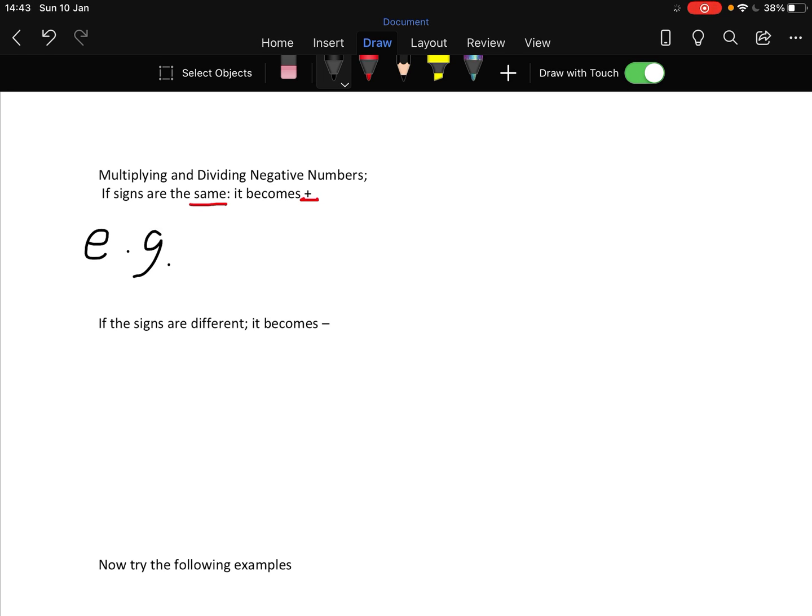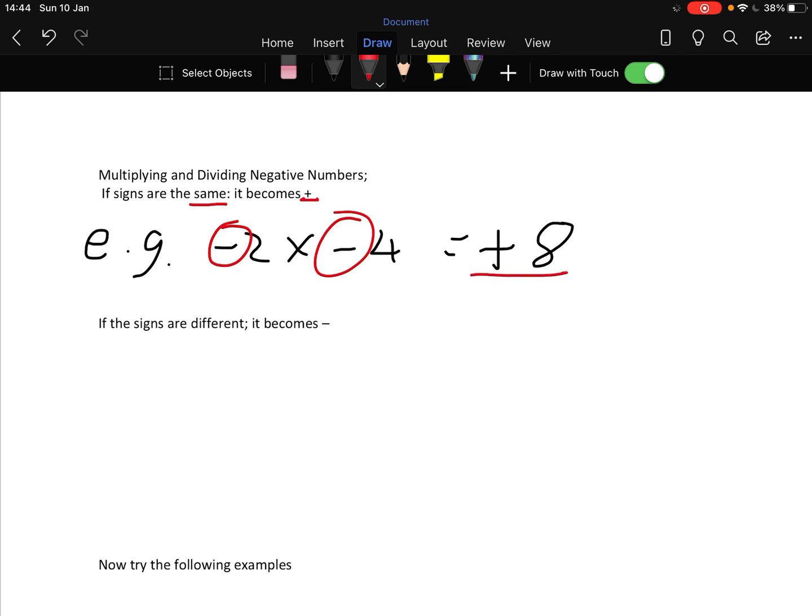What we mean is this. So, example. Okay? -2 multiplied by -4. So they're the same. So what you do is you just multiply the numbers. Ignore the signs. Just multiply the two numbers. What's 2 multiplied by 4? That is 8. Now, are the signs the same? They are. It's -2 minus 4. So therefore, they come together to form a plus. So the answer is +8. If they're the same, you get a positive number, plus number.